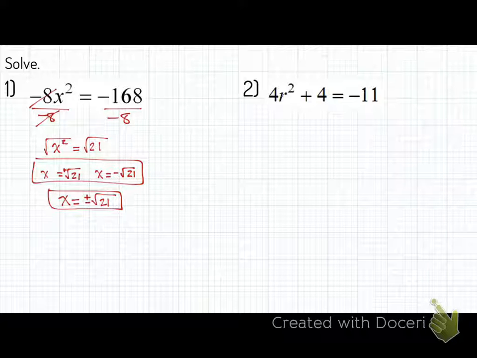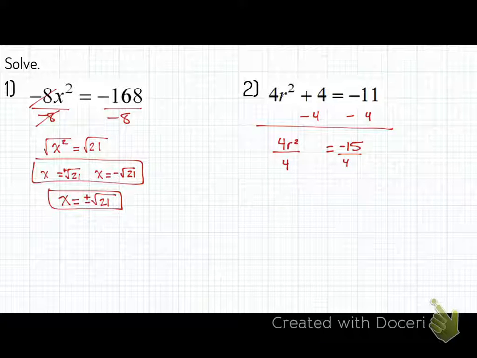So what I'm going to do is now isolate the r squared and move all the constants to the opposite side. So the first thing I do is subtract 4 on both sides. So you have 4r squared is equal to -15. We're going to divide both sides by 4. So we get r squared is equal to -15 over 4.